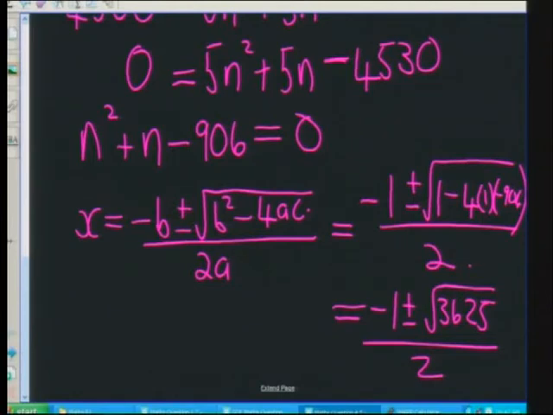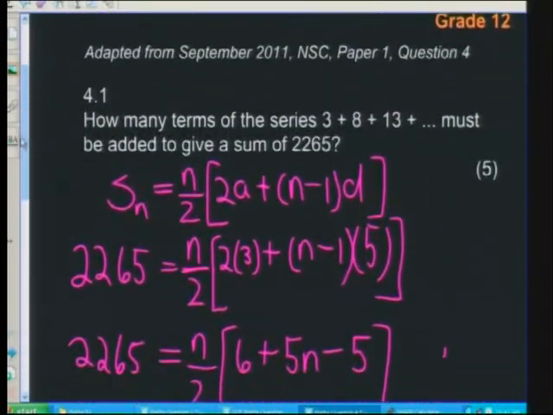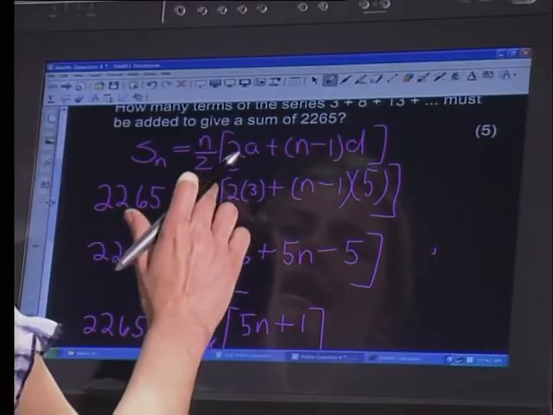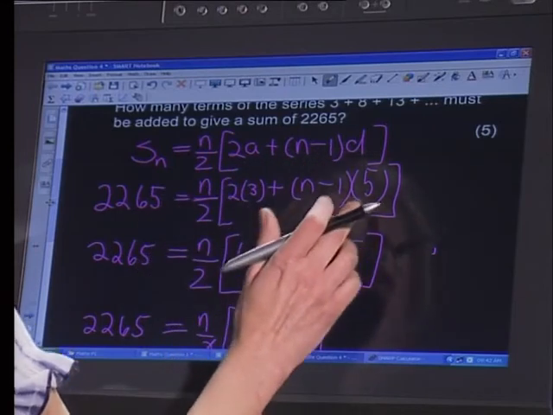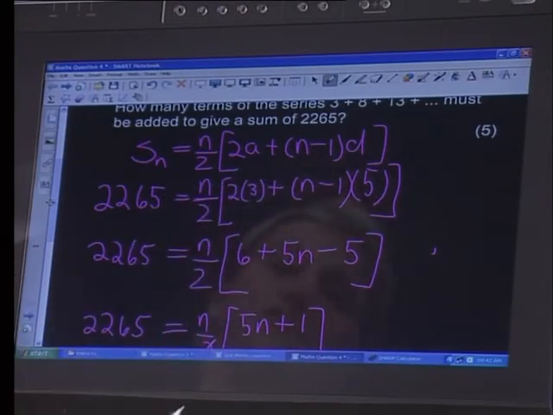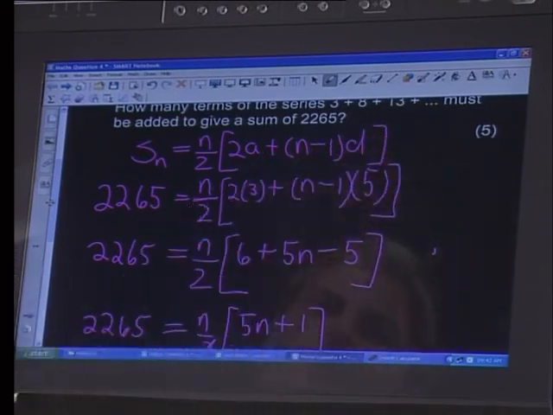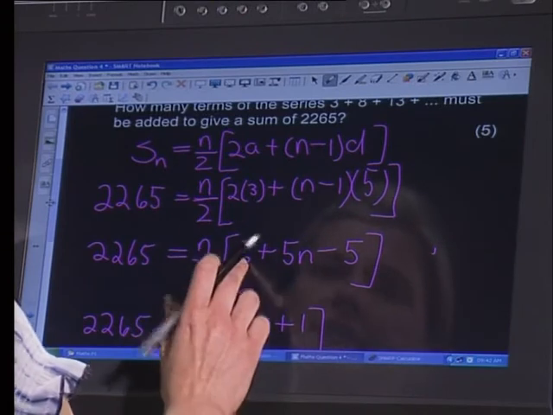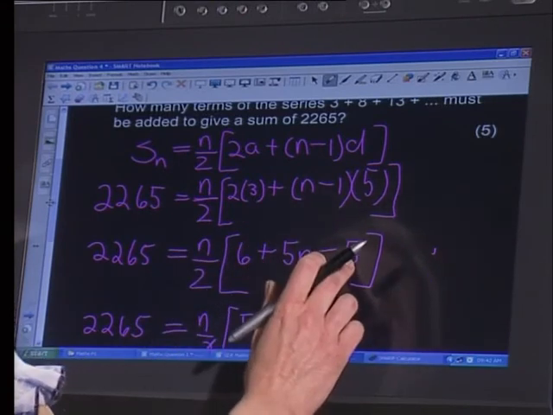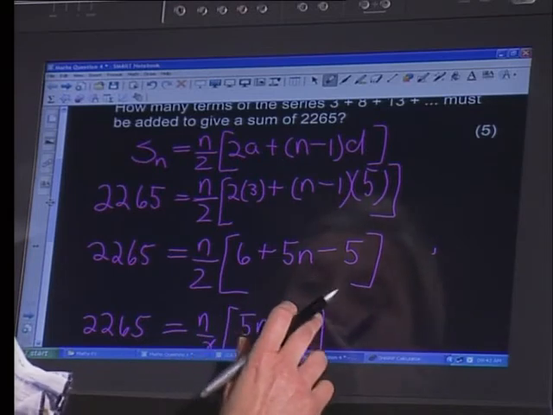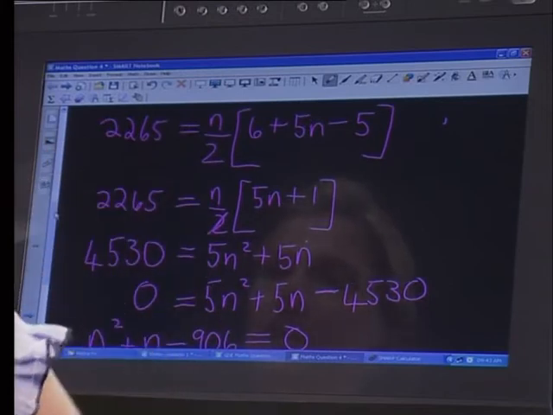So what I'm going to do is go back and check my calculation and make sure that I didn't perhaps make a mistake. Otherwise, it could be just that I need to round up. So 2265 is equal to n over 2, times 2 times my first term, and my first term is 3, plus n minus 1 times d, and d is my common difference. So far, so good. I get 6, 5n and negative 5, that's all correct, which simplifies to 5n plus 1. Right, so I haven't made a mistake yet.